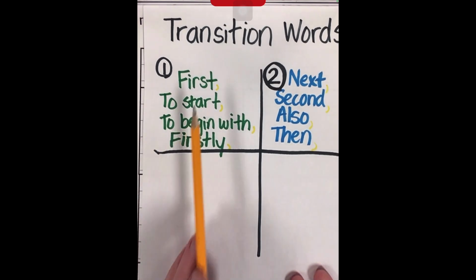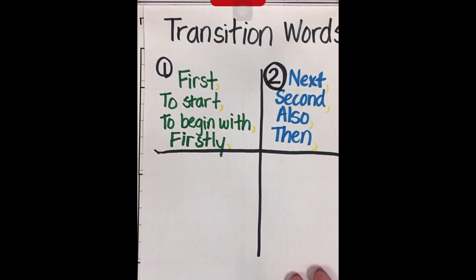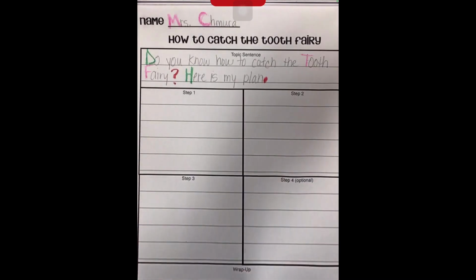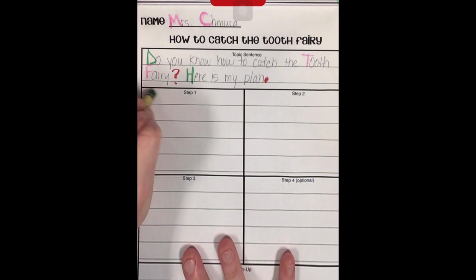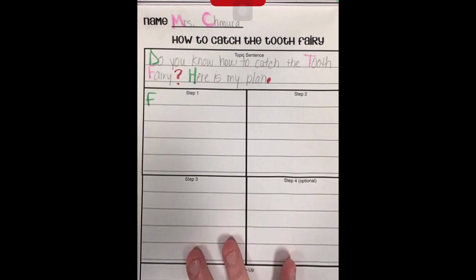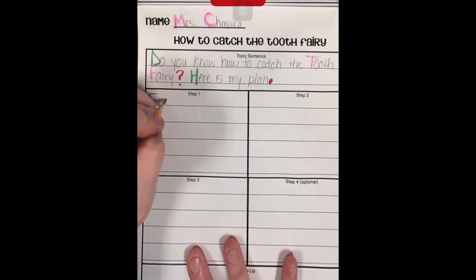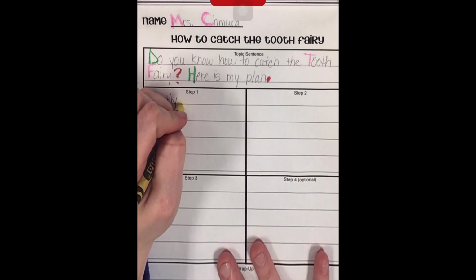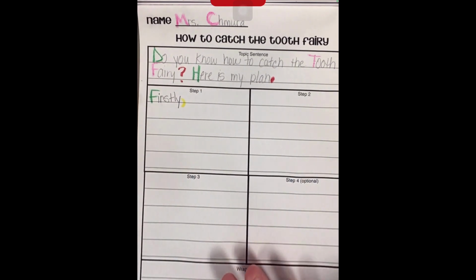I usually use the word first to start my sentences, but I want to change that. I want to use the word firstly. Ooh, I've never used that before. So I'm going to start my sentence with my transition word, an uppercase letter, and then I'm using my poster to help me spell the word firstly. Then I'm going to put a comma.